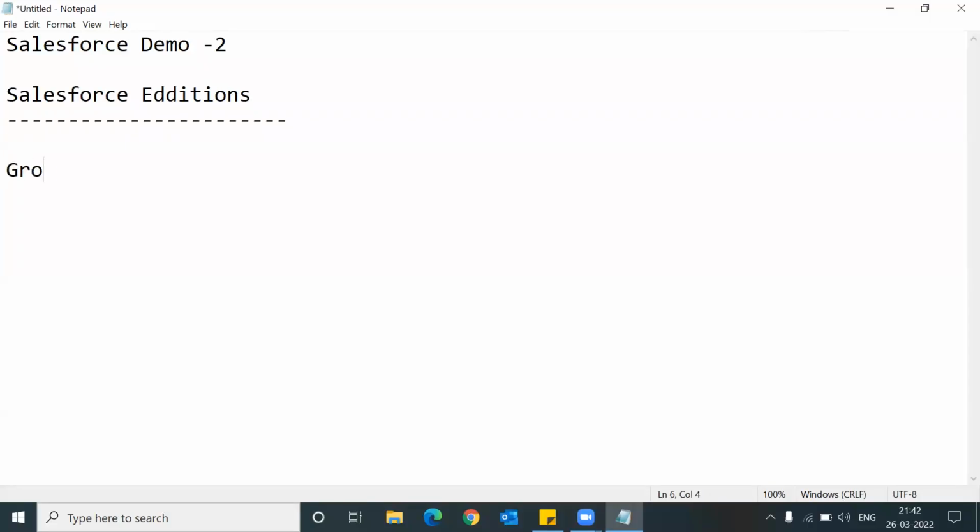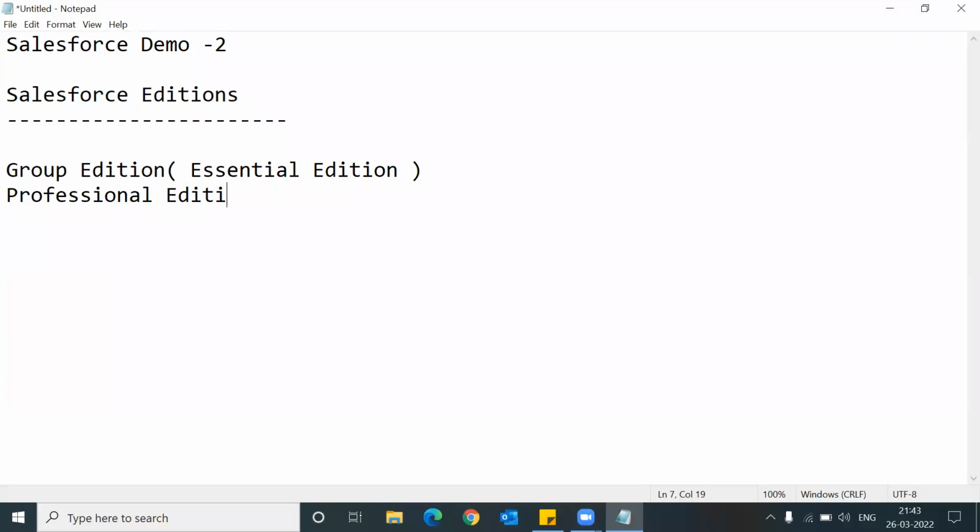The first one is the group edition. The group edition is nowadays called the essential edition. The second one is the professional edition. The third one is the enterprise edition. The fourth one is the unlimited edition. And the fifth one is the developer edition.